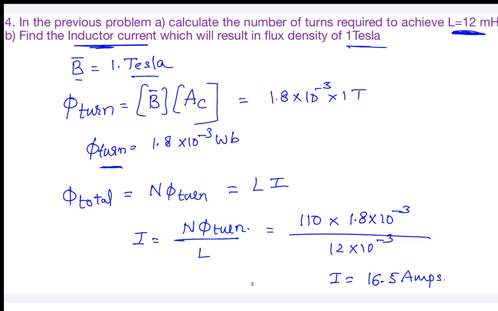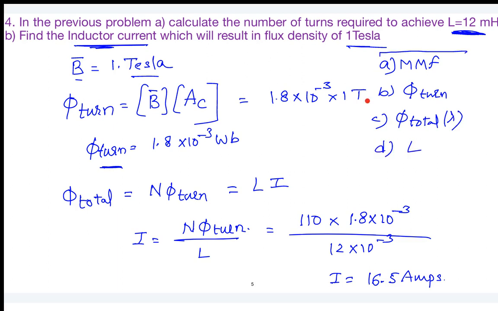Okay, in the total magnetic circuit, if you see here, there are four formulas revolving around four things. First is the MMF. The second is the flux per each turn. The third is the total flux, which is nothing but the flux linkage. And the next one is the inductance. That's it. If you are comfortable with these four parameters, based on these four parameters only, you will be able to solve the problems. Right, so we'll go to the next one then.